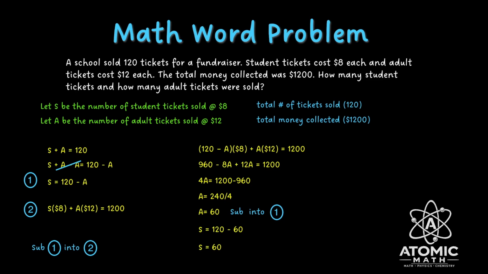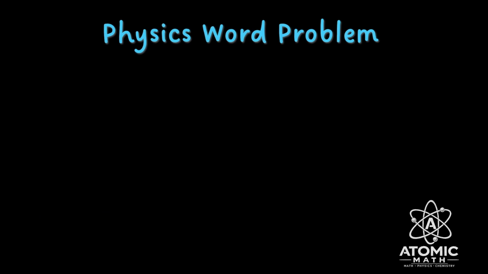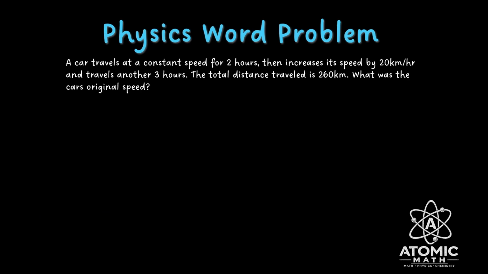Just think logic, don't think math, okay? Let's take a look at a physics word problem. A car travels at a constant speed for 2 hours. Then it increases its speed by 20 kilometers per hour and travels another 3 hours. The total distance traveled is 260 kilometers. What was the car's original speed?